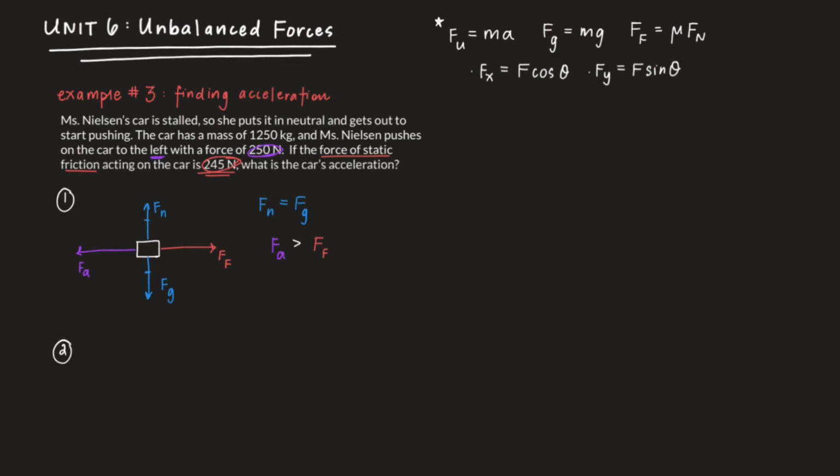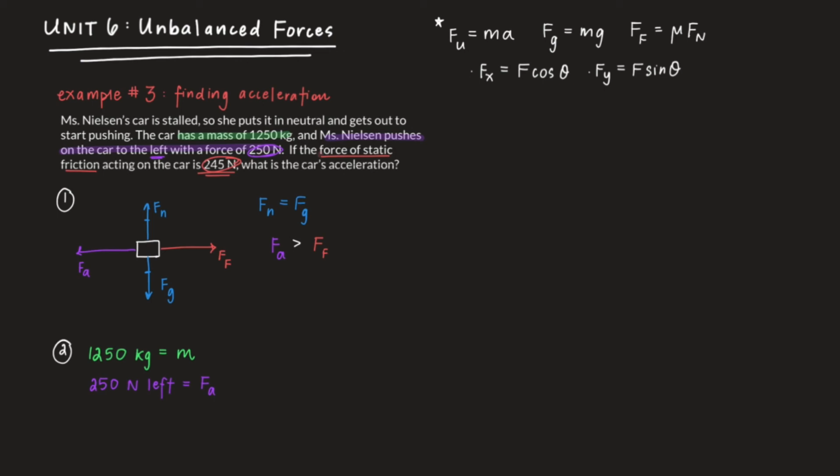Step 2, we're going to identify all the givens. The first given that we have in the problem is that the mass of the car is 1250 kilograms. So 1250 kilograms is equal to the mass M of the car. Next up, it says that I am pushing the car to the left with a force of 250 newtons. So 250 newtons left is going to be the applied force. So FA, that's equal to FA.